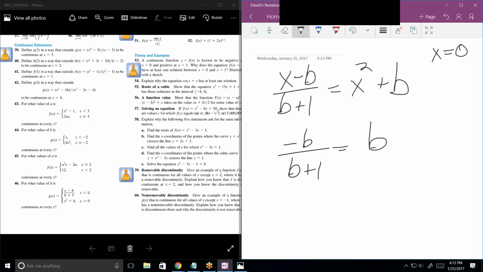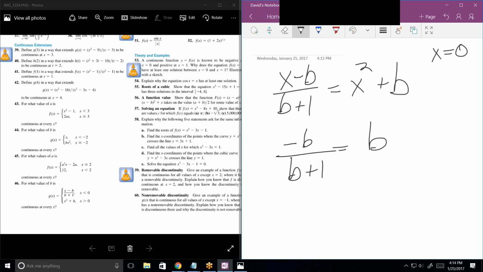Can I cross out the two b's on the left or no? No, you cannot. In other words, I could divide top and bottom by b, but if I divide the bottom by b, I've got to divide both terms by b. Okay? So that actually would work. It's not that bad, but that's not the way you solve this typically. Excuse me, I got b over b plus 1. You've got one variable here, one equation.